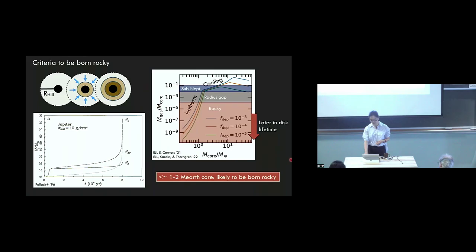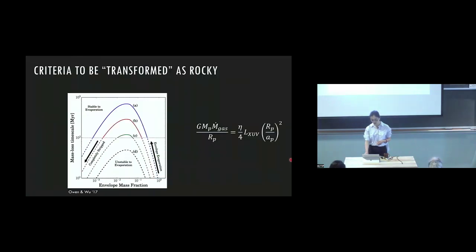Okay, so that is the initial condition. Now, for the planets that are close enough to the star, by close enough, these are orbital periods less than around 50 days or so, they're going to be subjected to a high enough energetic irradiation flux from the star. So the next question to ask is, within those close enough regimes, what kind of planets do we expect to be transformed as rocky bodies?